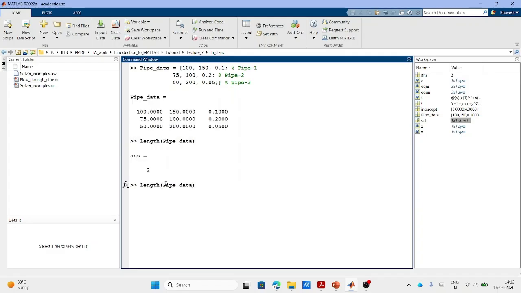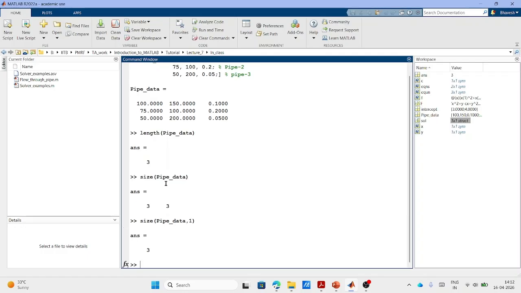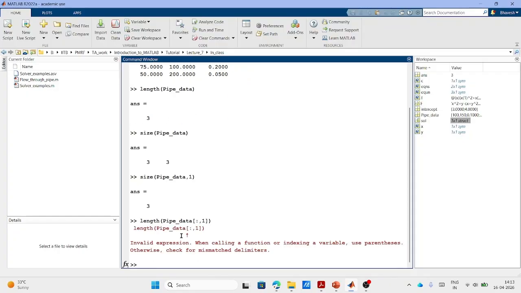If you want to be thorough, you want to take out how many rows you have, right? So either you can use the size command. The size command on pipe data gives you the row comma column. So if I write size comma 1, it will give me the row information only. So either you can use size, or you can say the length of pipe data, but consider only the first column.